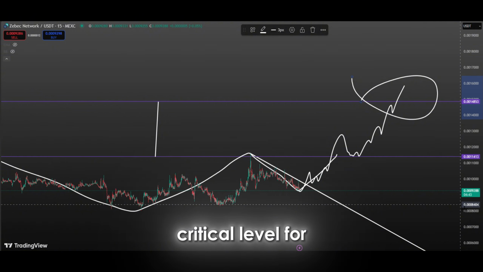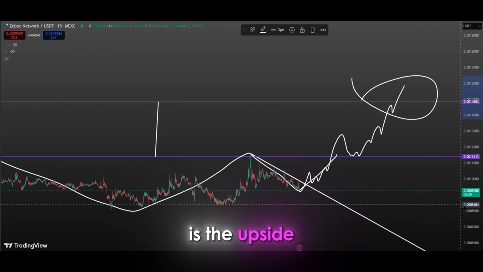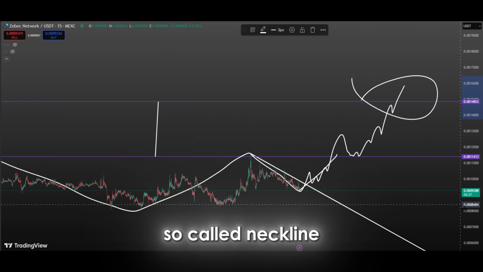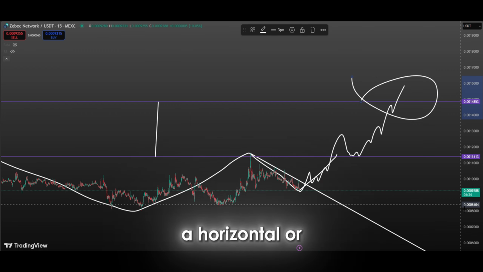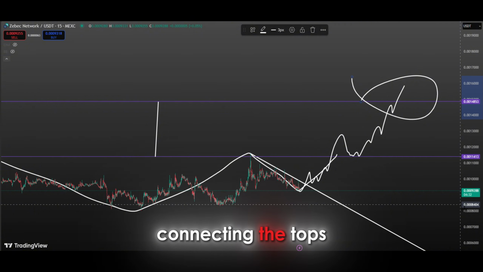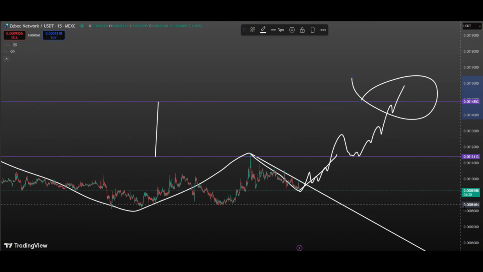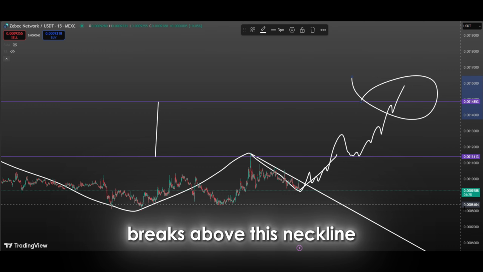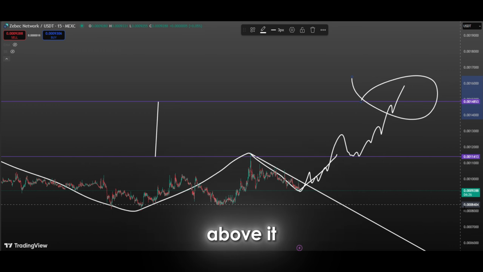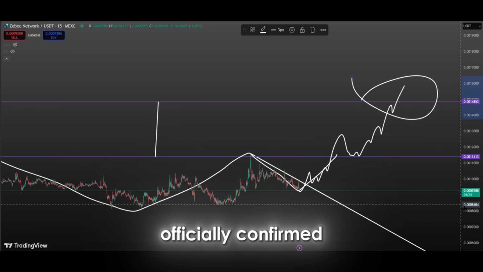However, the most critical level for the completion and activation of an H and S pattern is the upside break of the so-called neckline. The neckline is a horizontal or slightly sloping line connecting the tops of the left shoulder and the right shoulder. If the price breaks above this neckline with a strong candle and holds above it, the pattern is officially confirmed, which means a strong bullish signal.